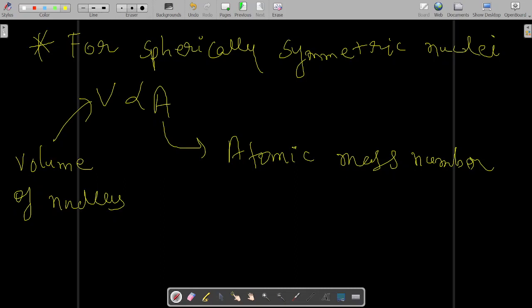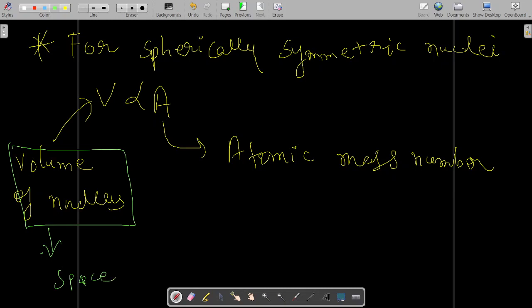Now the volume of the nucleus is very clear to you. Volume means the space which it occupies. Volume just implies how much space it will take, how much space it will occupy. That is the volume of the nucleus. It is related to space occupancy.